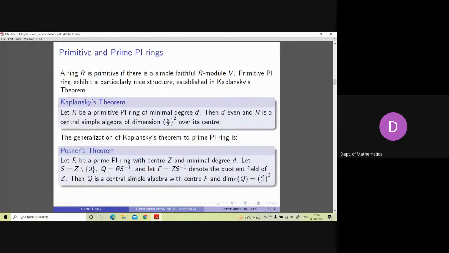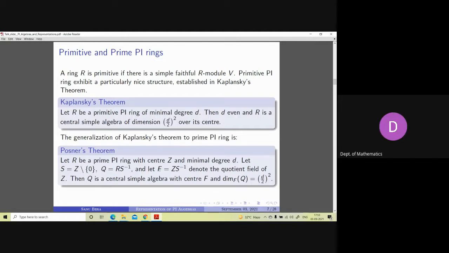Why is the center of Q only F, not bigger than F? Because S consists only of regular elements. If S consists of regular elements, then the center will be exactly the same as Z S inverse, because Z is the previous center of R.